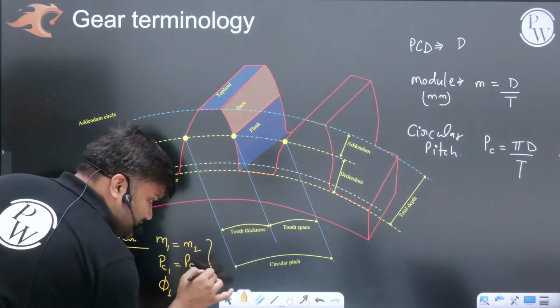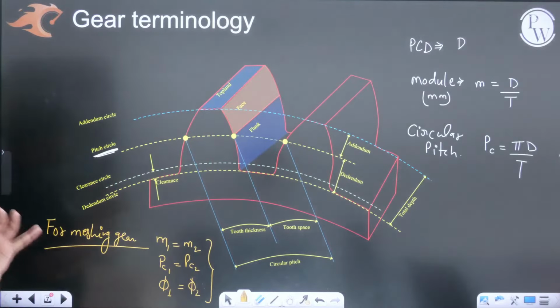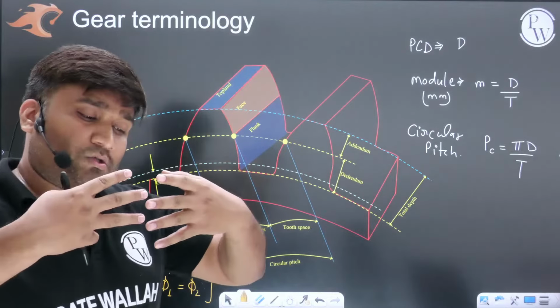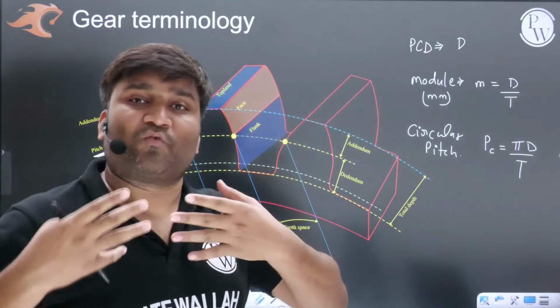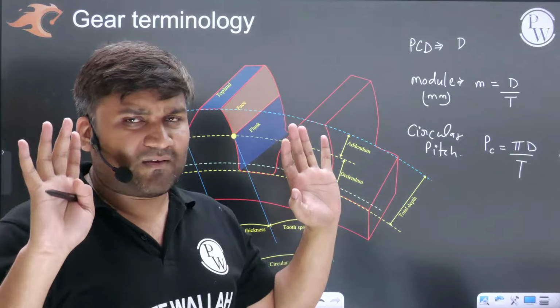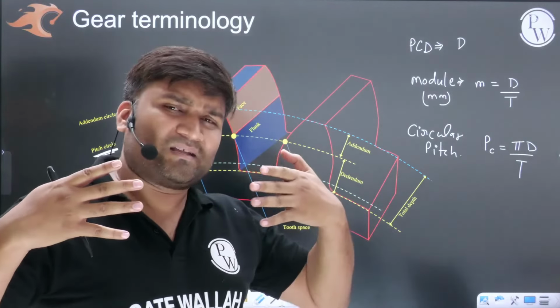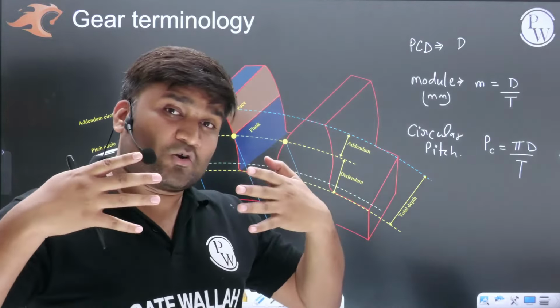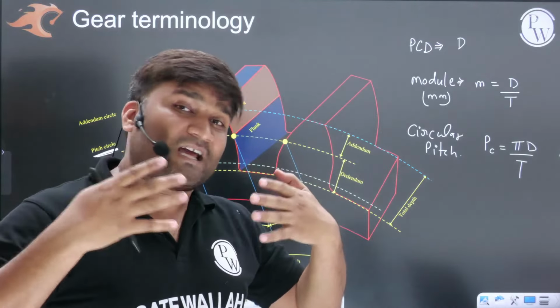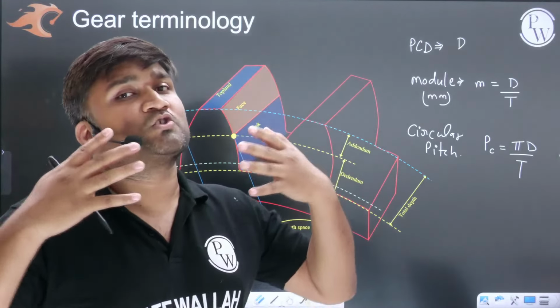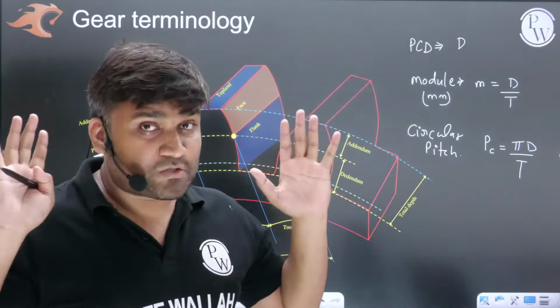If these conditions are satisfied, only then can you say that these two gears can be used together to transfer motion from one shaft to another shaft. Otherwise, if the module is not the same, if the circular pitch is not the same, if the pressure angle is not the same, I cannot use these two gears together at any cost. Clear? So the gear terminology is clear.